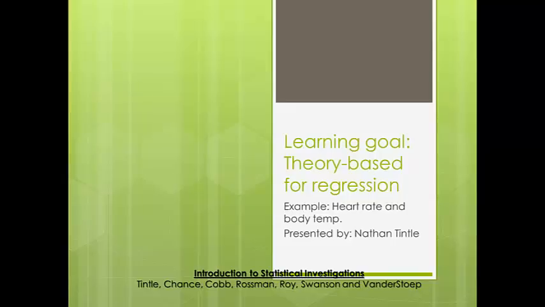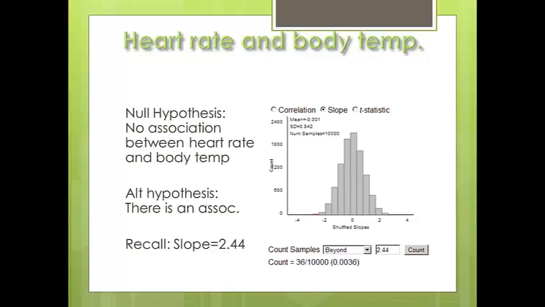In this learning goal video, we'll talk about a theory-based approach for regression. We will use the heart rate and body temperature data set to talk about this learning goal. The null hypothesis says that there's no association between someone's heart rate and their body temperature. The alternative hypothesis says that there is an association. The slope of the best fit line is 2.44.